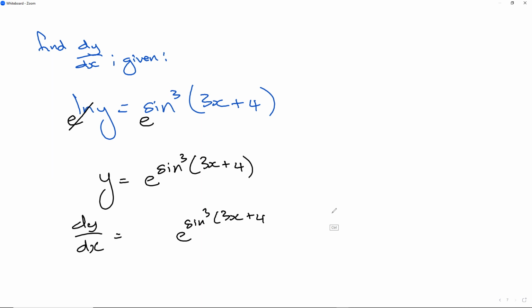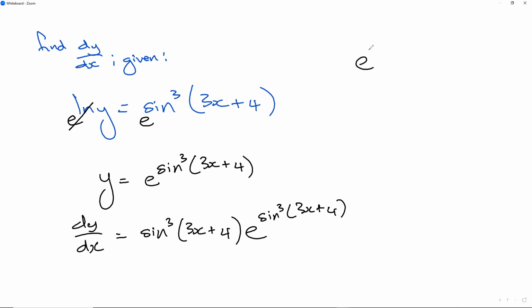Okay. Right, so which means that I would have to take sine cubed in front. This seems too simple right now. E to the power of sine cubed 3x plus 4. So for example, if you had e to the power of 2x and you derive it, it would become 2e to the power of 2x by simply multiplying the coefficient of x.